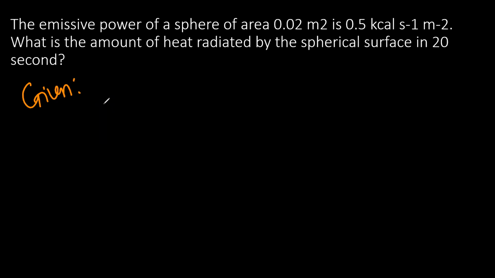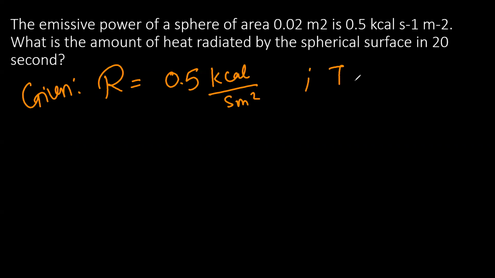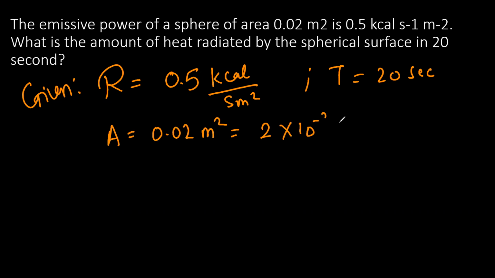So emissive power of a spherical surface of area 0.02 meter square is 0.5 kilocalorie divided by second meter square. And what is the amount of heat radiated by the spherical surface in 20 seconds? ऐसे पूछा. See emissive power. Okay. So when emissive power is there, we can get R, that is 0.5 kilocalorie divided by second meter square. Time here 20 seconds. Area is given as 0.02 meter square. So we can write as 2 into 10 raised to minus 2 meter square. And क्या find out करना है, that is how much heat is radiated, that is Q.